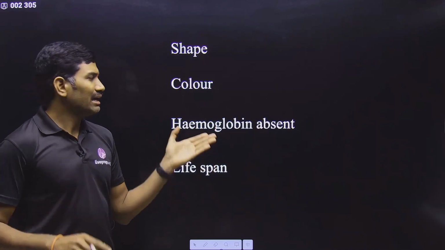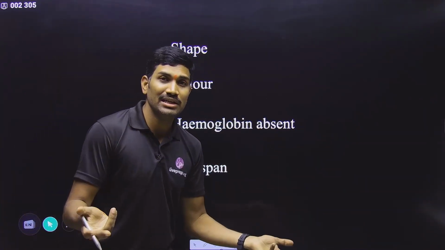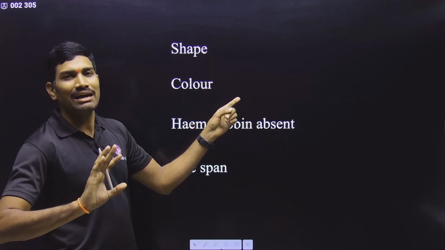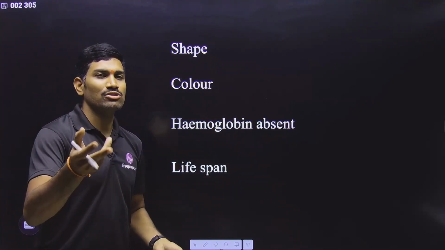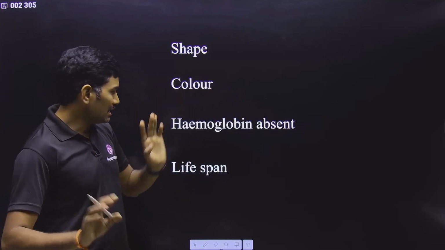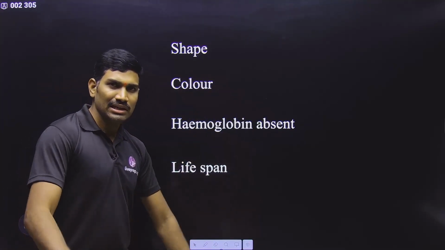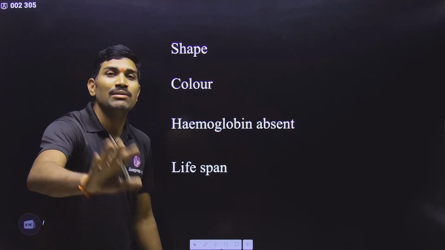Next one, color. They don't have hemoglobin. Hemoglobin is absent, and they do not have any other pigment containing molecule. So that's why they do not have any color. That's why they are called leukocytes, colorless, and you can also call them white blood cells. Next one, hemoglobin. It is absent. It is present only in the RBC. It is not present in WBC, not present in platelets also.